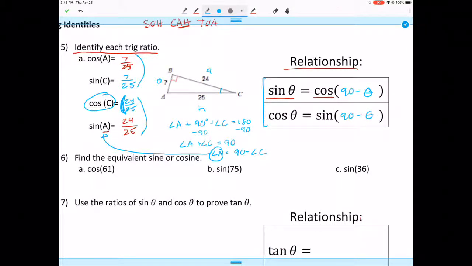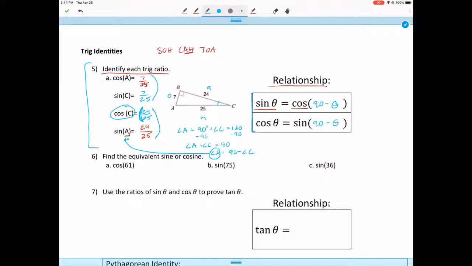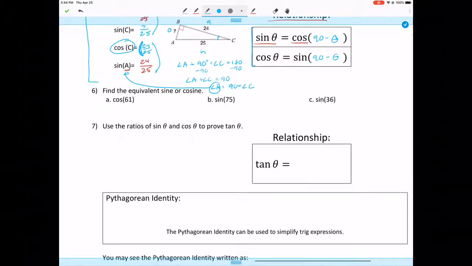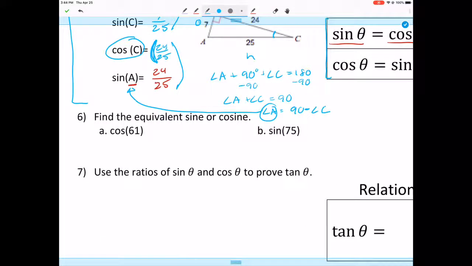Okay, so we'll be using this. This is kind of a thing by itself. Okay, and then let's see if we can answer some of these questions using that information. Find the equivalent sine or cosine. Okay, so for example, this one we have cosine of 61. That is equal to sine of 90 minus 61, or sine of 29.